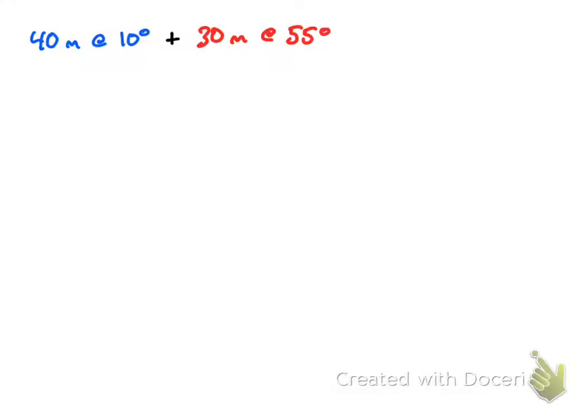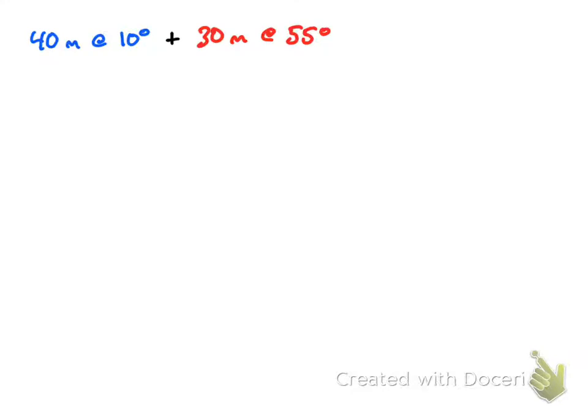Okay, so let's say you want to add a vector that's 40 meters at 10 degrees plus a vector that's 30 meters at 55 degrees. And you don't have a ruler or a protractor, so you're kind of out of luck if you want to sketch these things out accurately. But that's okay because we can do this mathematically.